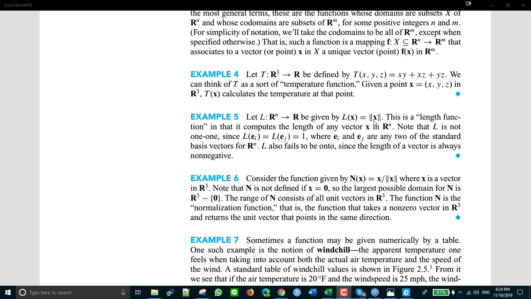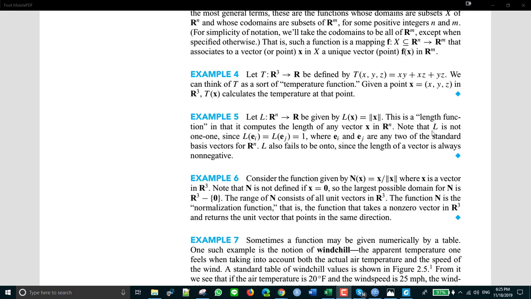And we know what that means. It means the length or the magnitude of the vector. And we know how to calculate that. For example, one way to calculate it is to do x dot x and the square root, right? The dot product of x with itself and then the square root. But anyway, it's the length or the magnitude of x, which is a number. So we're putting in a vector, something in Rn, and getting out a number. This is a length function in that it computes the length of any vector x in Rn.